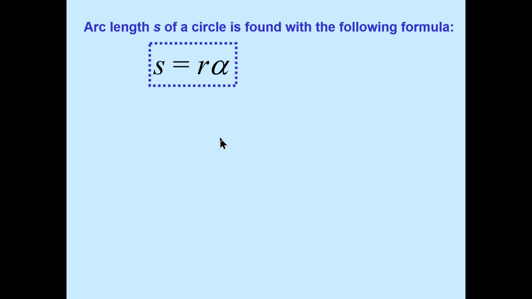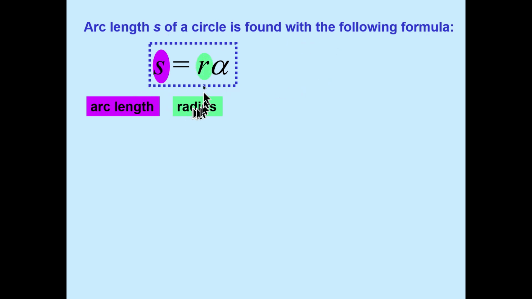This video deals with converting an angle in radians to degrees, or going from degrees to radians. We modify using this formula here for the arc length. An arc length S of a circle is found by using this formula here.